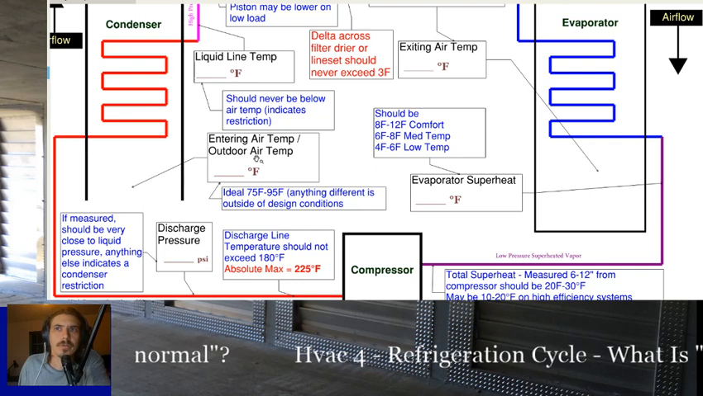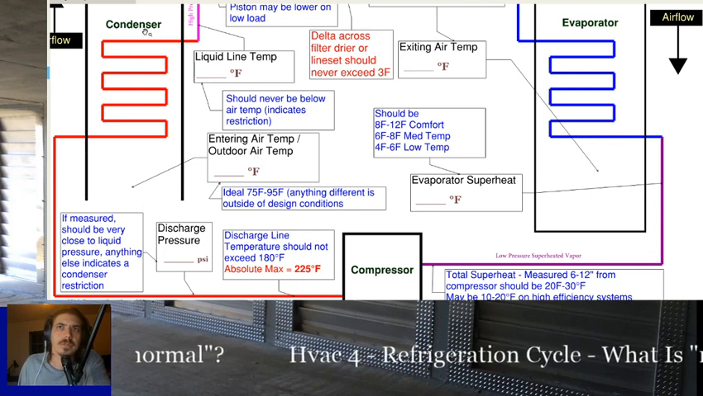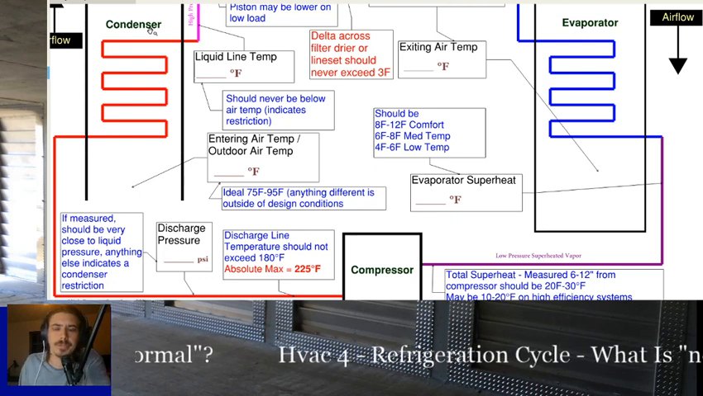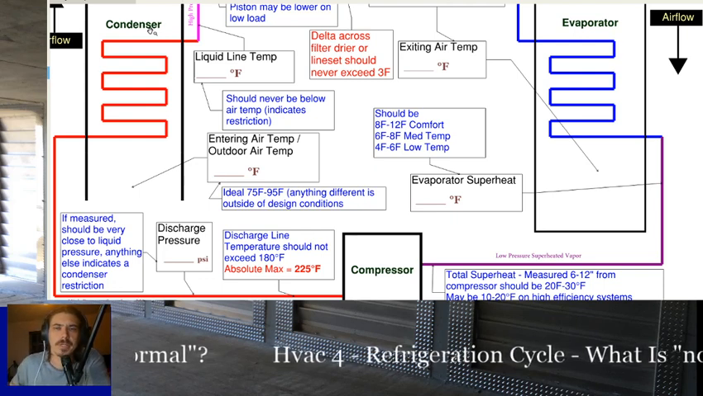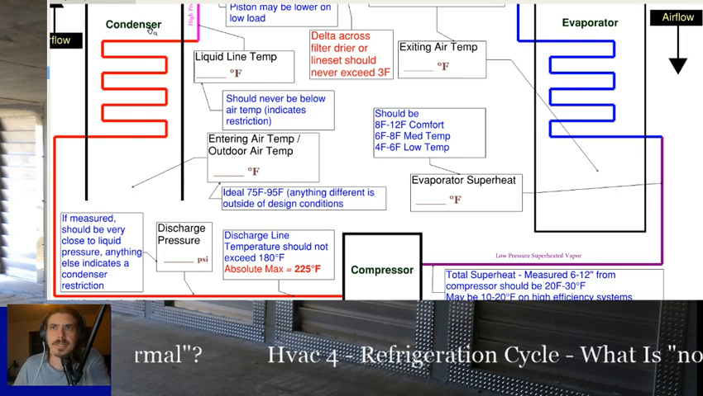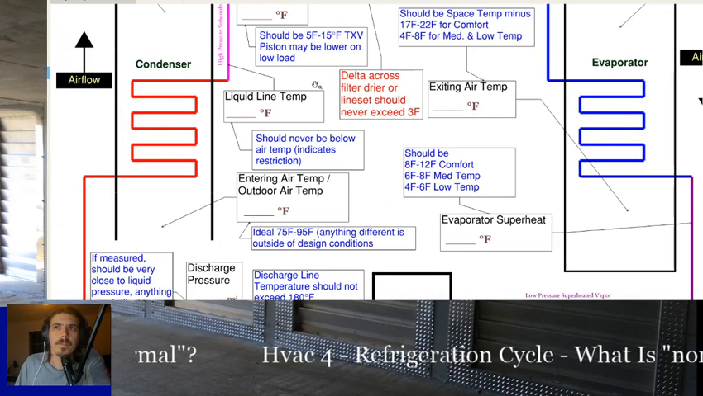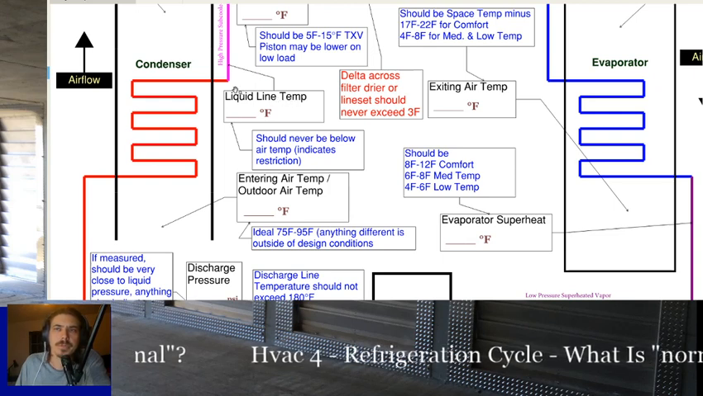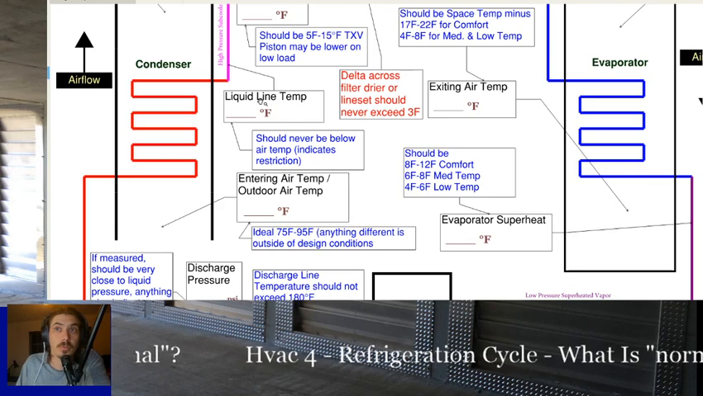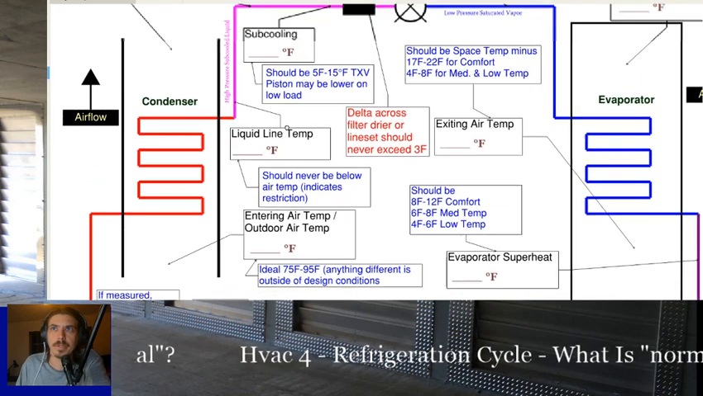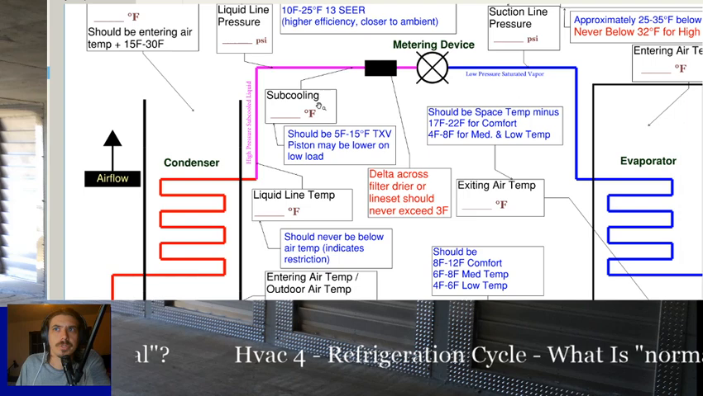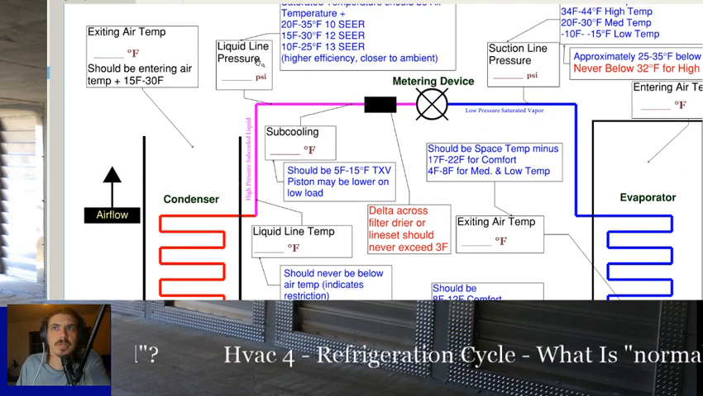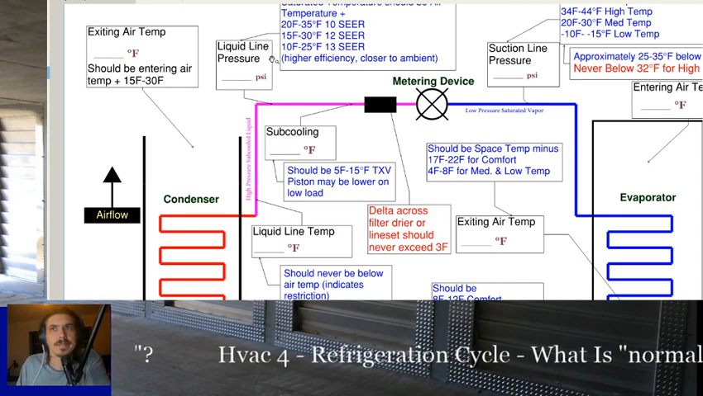What's my entering air temp of my condenser? Or your outdoor air temp, most likely if you're working on a split system where the air cooled condenser is outside, which is the most common scenario. What's my liquid line temperature? You've got to know your liquid line temperature so that you know how much subcooling you have, assuming you have any subcooling. You can write down your subcooling once you know that liquid line temperature in conjunction with your liquid line pressure or your liquid line saturated temperature.